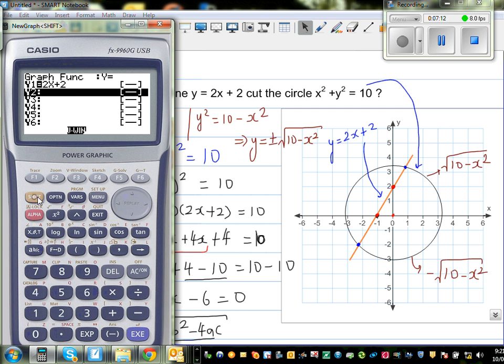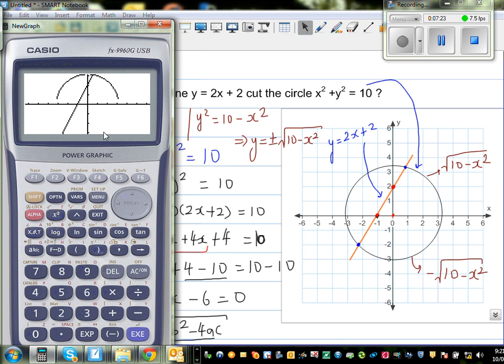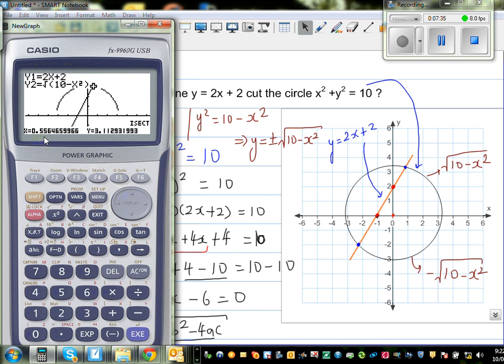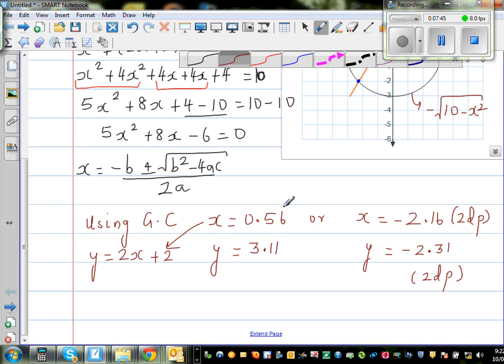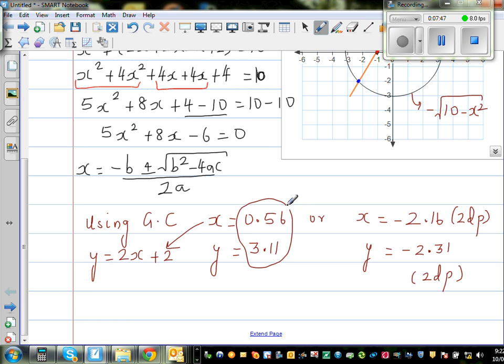So I'll type in shift square root bracket 10 minus x squared. So it'll draw the top bit, or the semicircle. So can you see it has drawn this bit, and I want to find this point of intersection, which is 0.55, I think. So G-Solve and intersection. Can you see 0.56 and 3.11 is the top intersection. Okay, so this is the answer we have checked on the calculator.